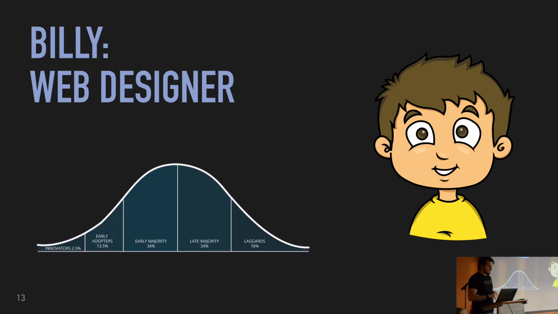So Billy, he's a web designer. I consider him part of the early majority around the technology adoption curve here. I don't know if you can see, but you have your innovators and your early adopters, and then you have your early majority where Billy is, and you have your late majority and then your laggards, right? So he's early majority, which is about the majority. If you think of yourself, more than likely you probably fall in that group.